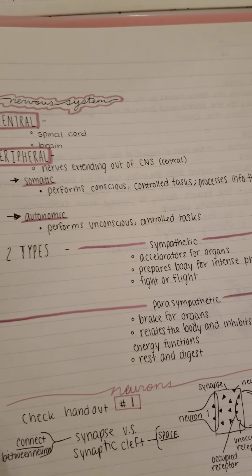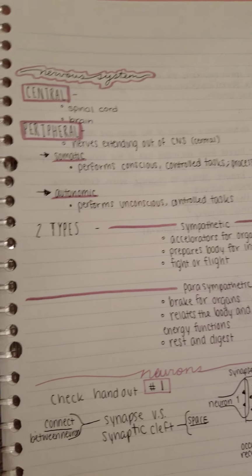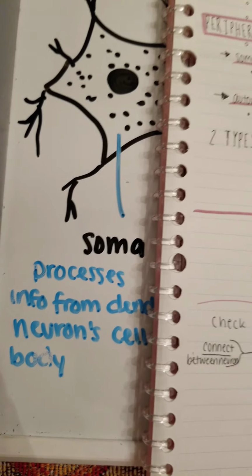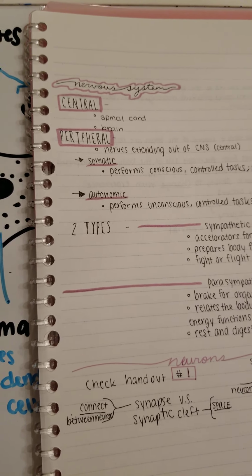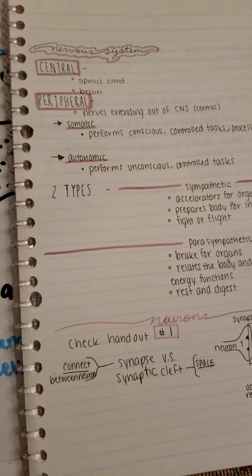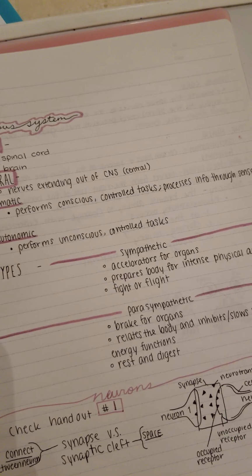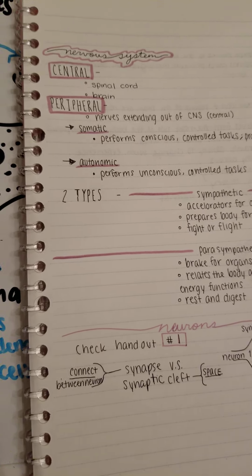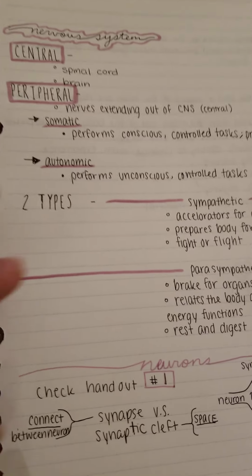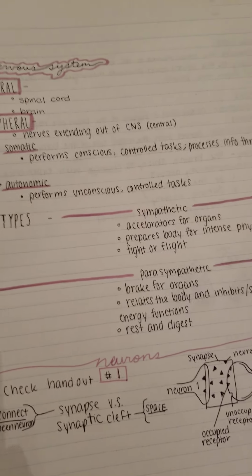So, a good way to remember it is that somatic, soma. The soma is like a cell in the neuron, and the cell is always alive and moving. Therefore, the somatic is conscious. The autonomic sounds a lot like autopilot, the auto. And that is when it's unconscious, because when you go on autopilot mode, you're unconscious.